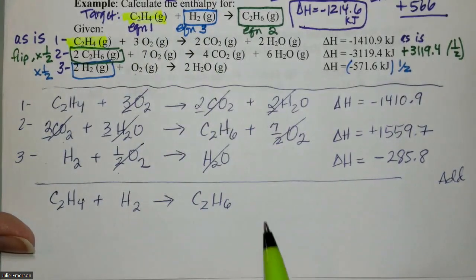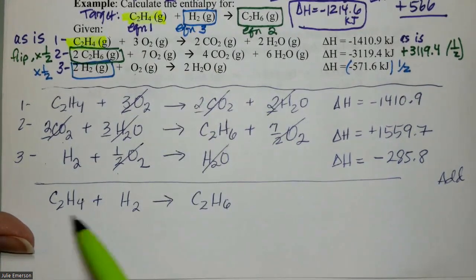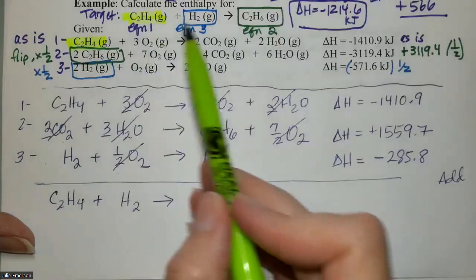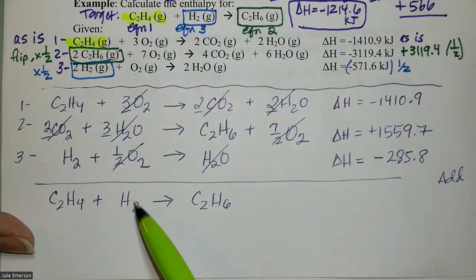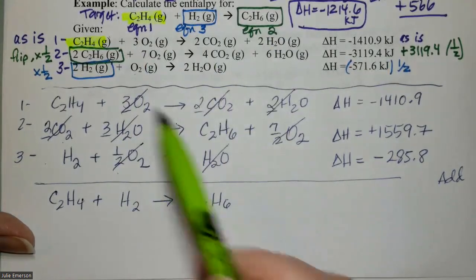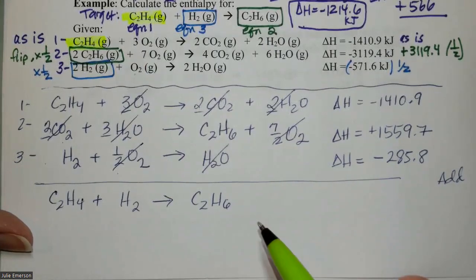And it should always cancel out nicely. If it's not, it means something went wrong. At the end, you should get your target equation. And we knew we were looking for ethene reacting with hydrogen to make ethane. If it's not working, it means I probably wrote down something wrong, like I maybe just missed something. So it should cancel out perfectly.